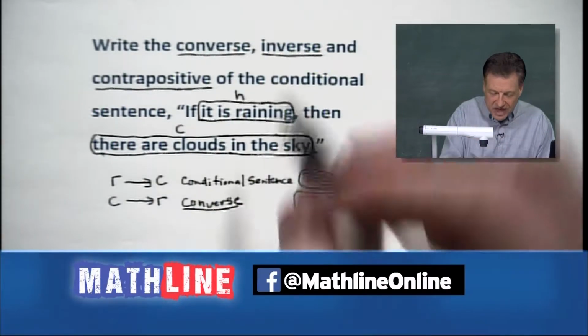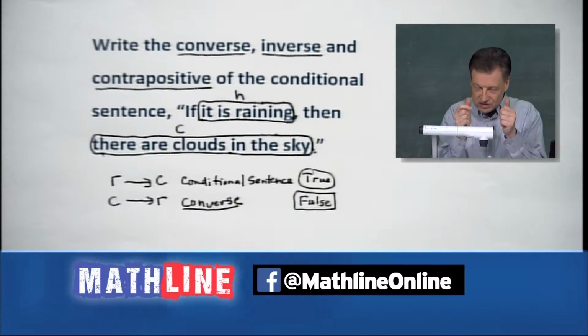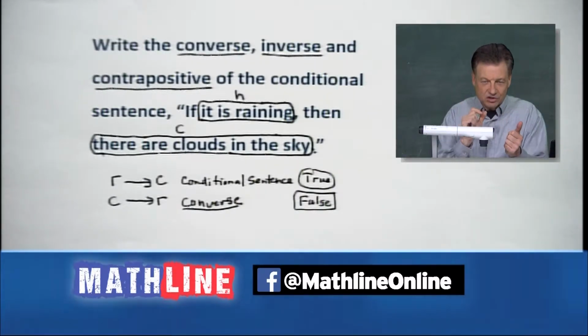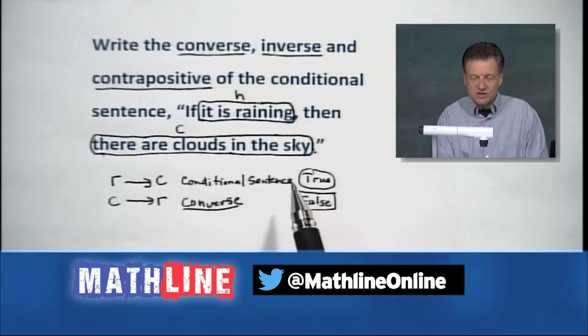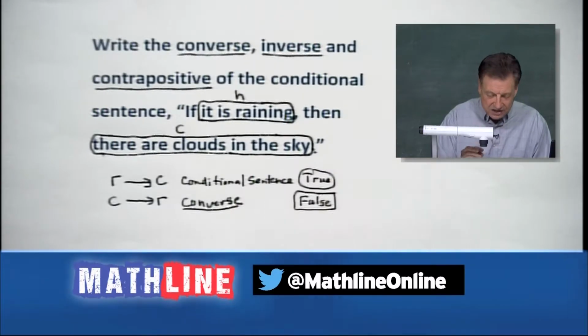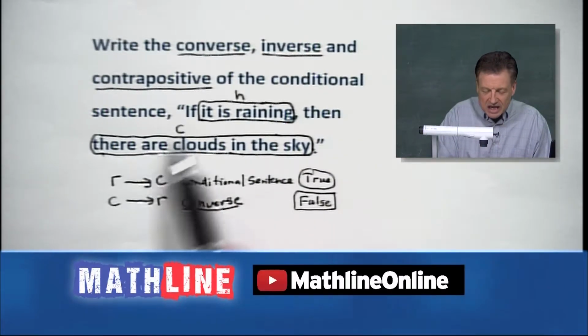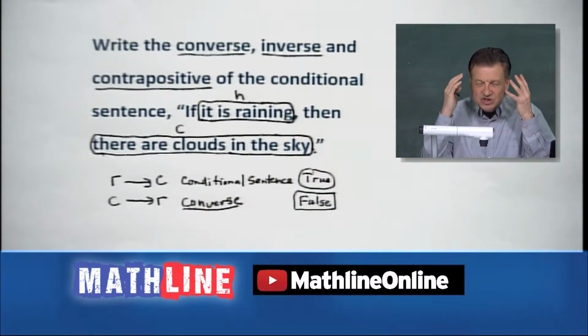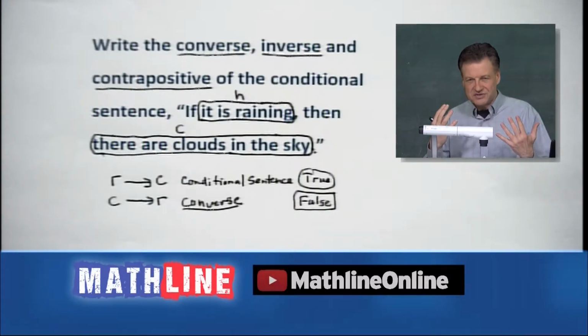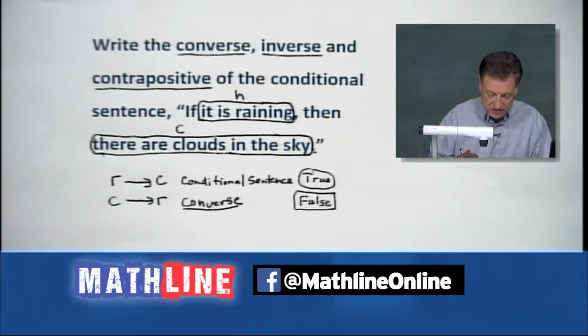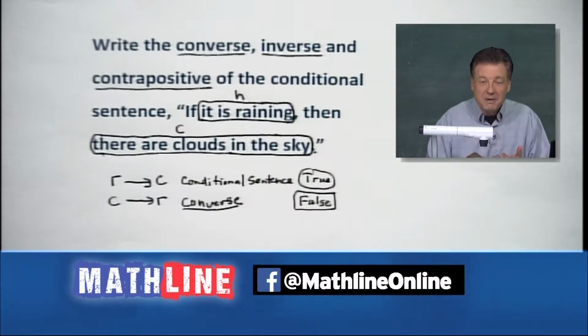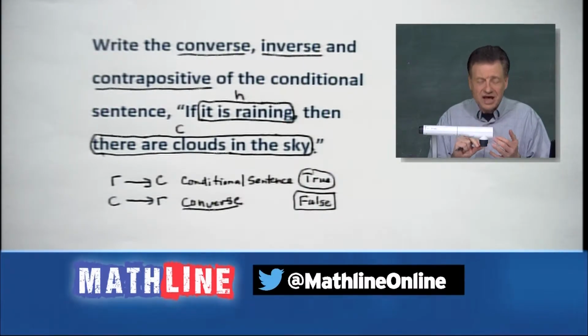Now, that's the converse. What do we do? We reverse the hypothesis and conclusion of the original conditional sentence. Now, let's go to our next layer. The inverse. Inverse just implies opposites, and it's exactly what it is. Not only the opposite of the hypothesis, but also the opposite of the conclusion.